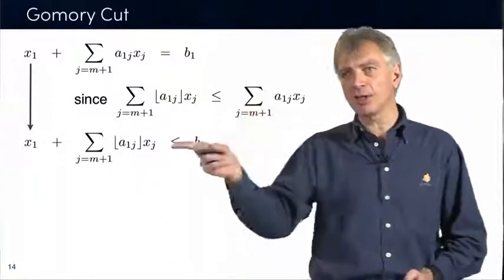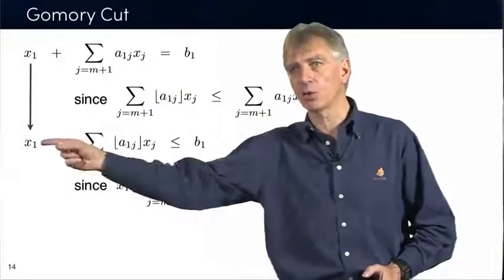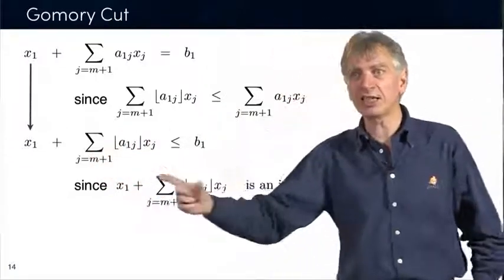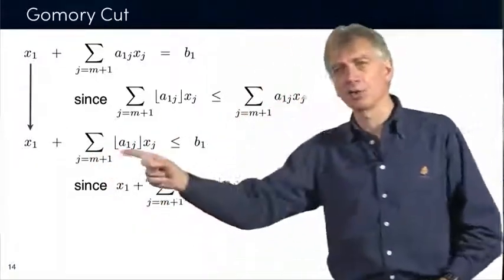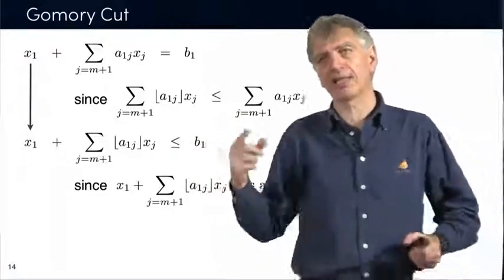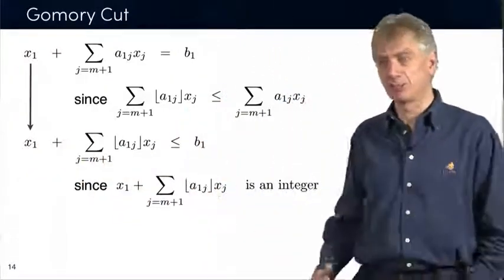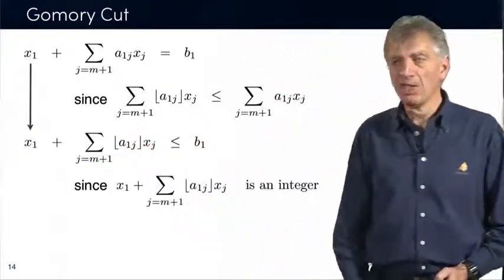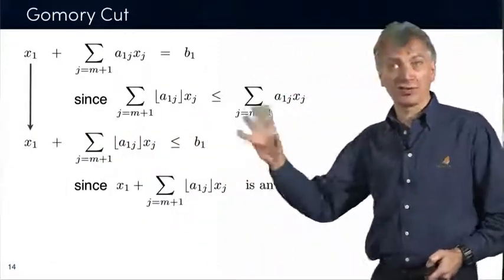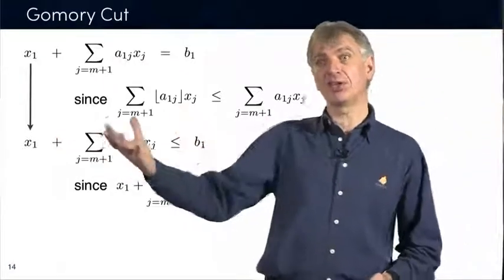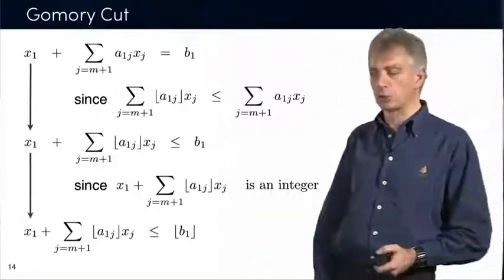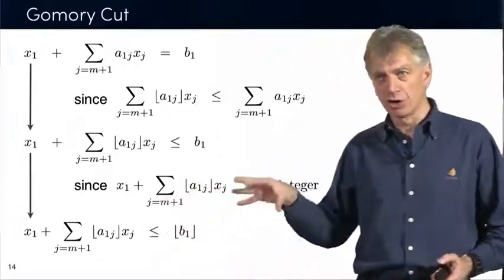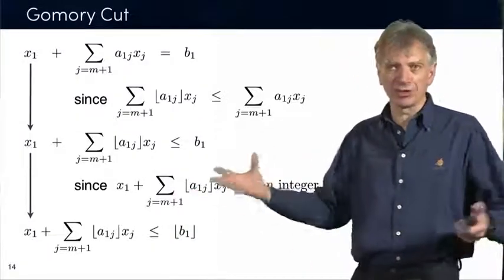And there is a very interesting property about this. If you look at x1, in a feasible solution x1 is an integer variable. It has to be an integer. Now this expression here has to be an integer too. Why? Because all these coefficients are integers, and all the xi's are integers, so the whole thing has to be an integer. So b1 is a fraction, but since this is an integer, you can strengthen that constraint, and this is still valid in the feasible solutions to the MIP.